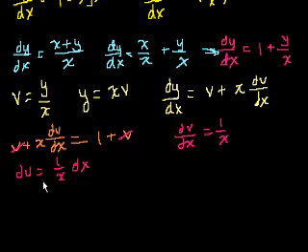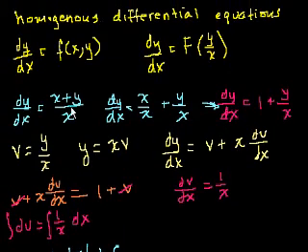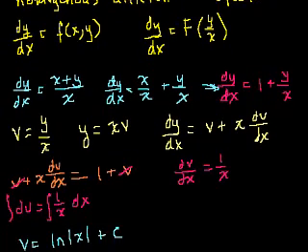times dx. Now we can take the antiderivative of both sides, integrate both sides, and we're left with v is equal to the natural log of the absolute value of x plus c. And we are kind of done, but it would be nice to get this solution in terms of just y and x and not have this third variable v here, because our original problem was just in terms of y and x. So let's do that.